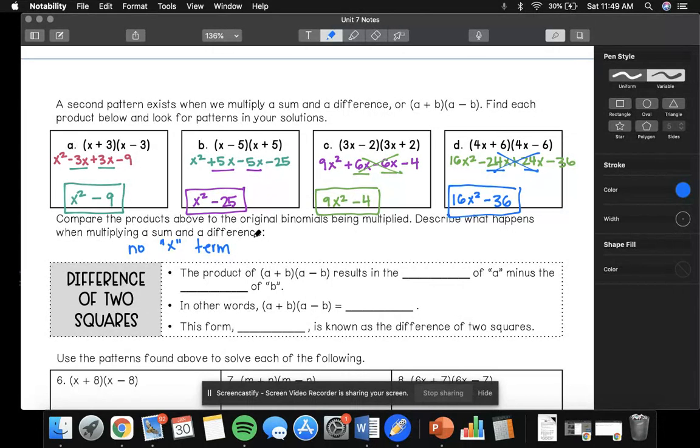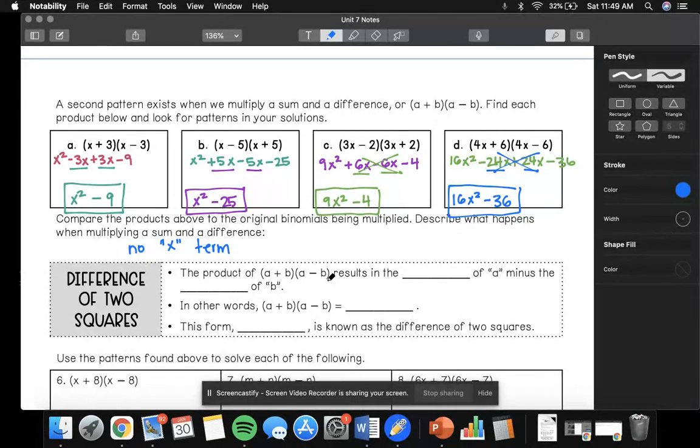Something else that I noticed is that when I multiply x times x, I get x squared, and then I'm left with 3 times 3, which is a perfect square of 9. So let's just see if that works for all of them. X squared, 5, 25. 3x and 3x, that is also a perfect square. 3 times 3 is 9, and then x squared. And then negative 2 and positive 2, which make that perfect square of 4. Then 4x and 4x, also a perfect square, 16x squared, 6 and negative 6, which would make a negative 36.